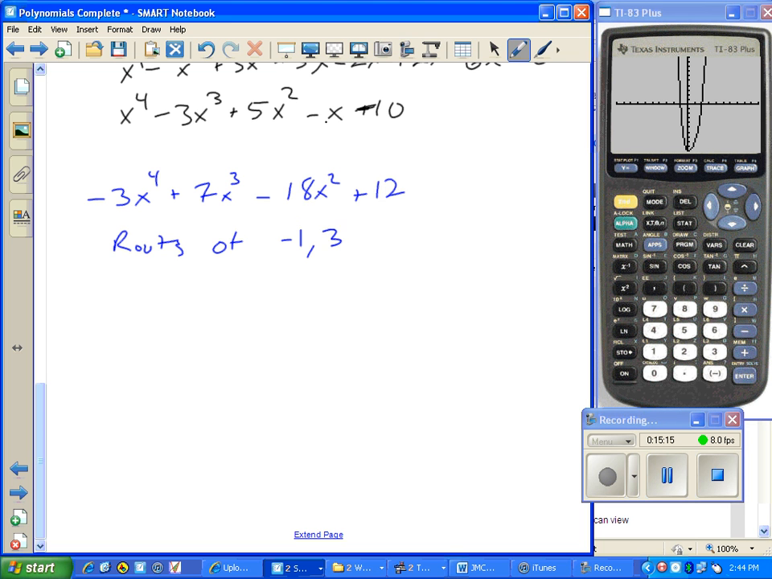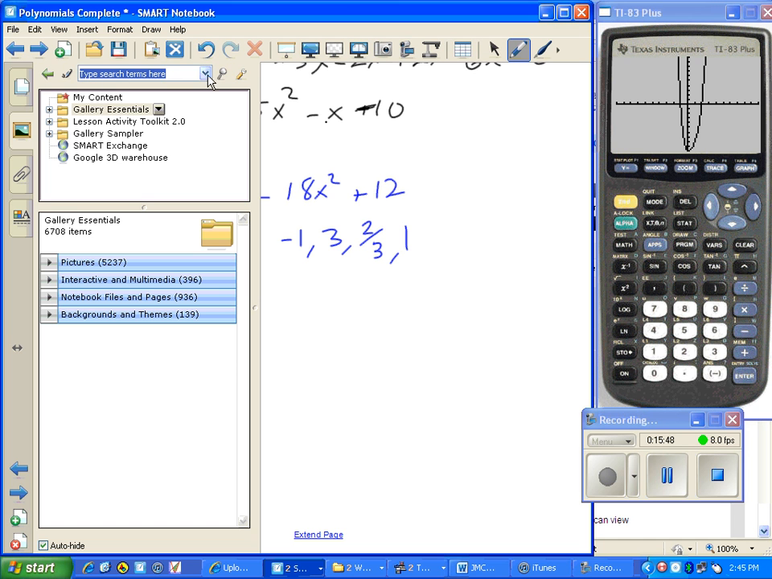-1, 3, and 2/3, and let's just do +1 also. Okay, so these probably aren't real roots of this. They are possible roots. Okay, I was making sure I was looking at my P's and Q's, so I could have 2/3. And they just want a rough sketch of the graph.